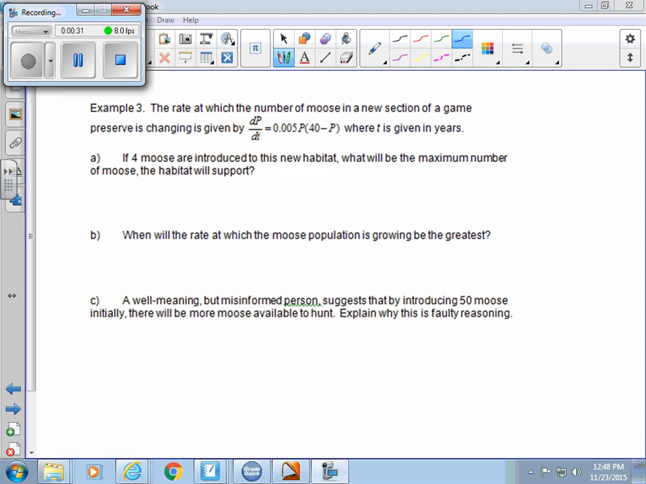Solve the differential equation, which saves us a lot of effort. It says if 4 moose are introduced into this new habitat, what is the maximum number of moose the habitat will support? 40. How do you know it's 40? It's the limiting factor. AP wants you to know that. That's why on the gateway I have you define L as the limiting factor, P as the population, K as the constant, because you need to know that information. It makes questions like this one very easy.